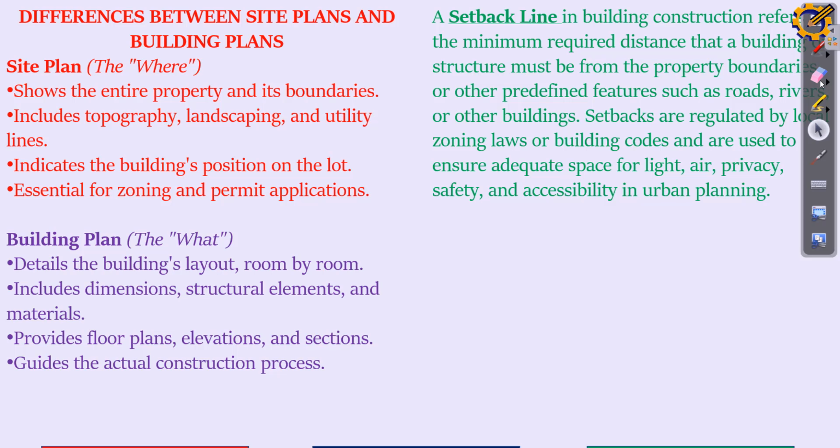Let me read this before I go back to that slide which I put up there. A setback line in building construction refers to the minimum required distance that a building or structure must be from the property boundaries or other predefined features such as roads, rivers, or other buildings. Setbacks are regulated by local zoning laws or building codes and are used to ensure adequate space for light, air, privacy, safety, and accessibility in urban planning.